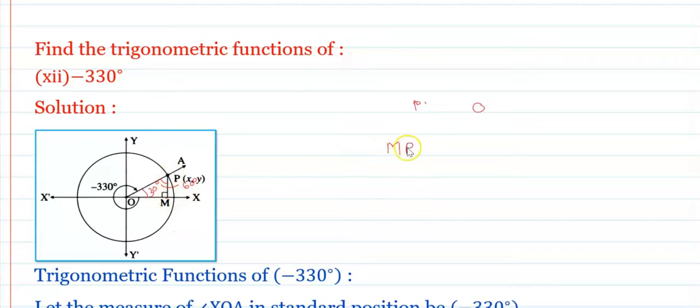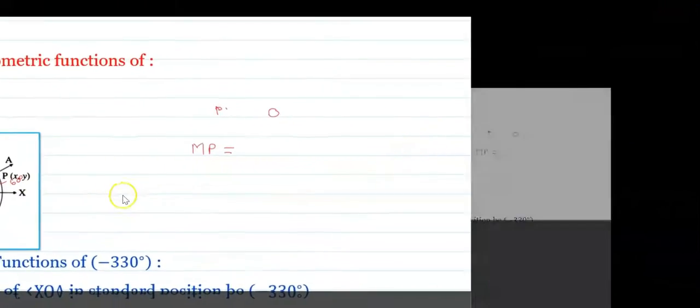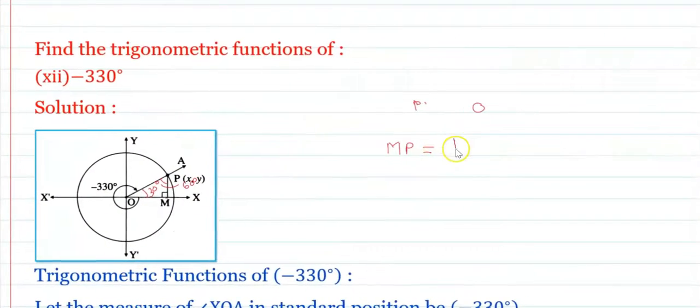MP is equal to 1 upon 2 the hypotenuse OP, and therefore MP is equal to 1 upon 2, and this distance is nothing but the y distance. What about OM? OM is the side opposite to angle 60 degrees. OM is equal to root 3 by 2 times the hypotenuse. So root 3 by 2 into 1 is equal to root 3 by 2, and this distance is equal to x. Point P is in the first quadrant, both are positive.